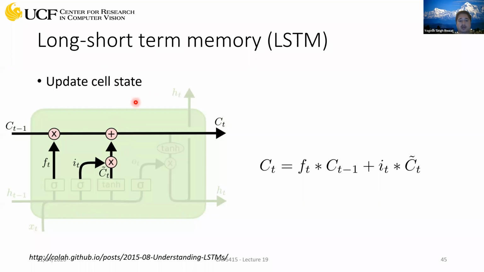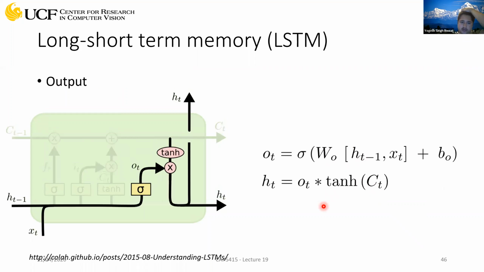Now you can update your cell state. This is the forget layer. This is the input layer where you add the values. This is a simple equation. Now let's come to the output. And again, in the output, what you're doing is you're trying to get the features back from your cell state using a tanh.